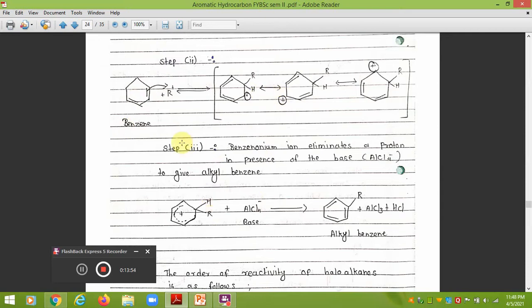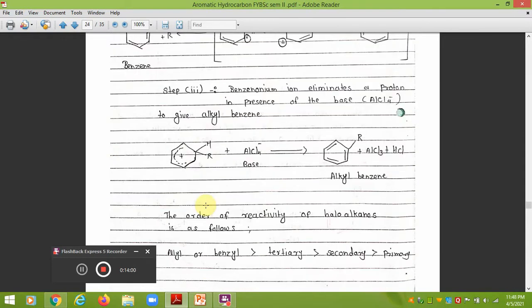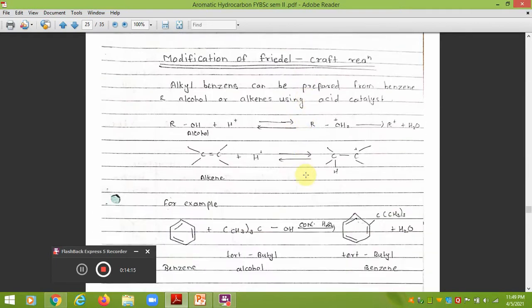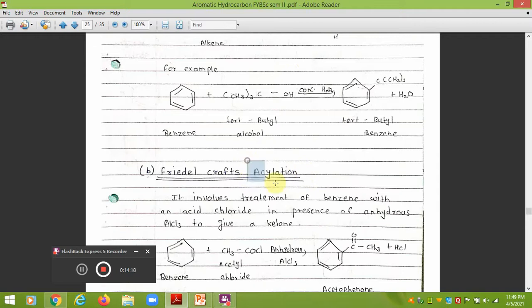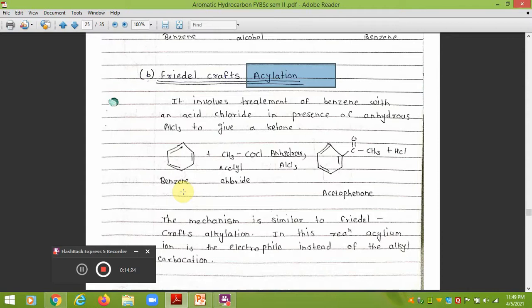In the next step, the aromatic character is regained in the step known as aromatization, that is the loss of a proton. The base AlCl4 minus attacks this acidic proton, the aromatic character of the benzene is regained, and the product is alkylbenzene. In this way we are also able to form another compound, acylbenzene. The reaction is called the Friedel-Crafts acylation reaction, in which benzene, in presence of acetyl chloride and the Lewis acid AlCl3, gives acetophenone with the formation of HCl as a byproduct.